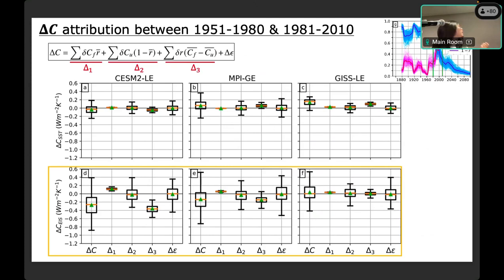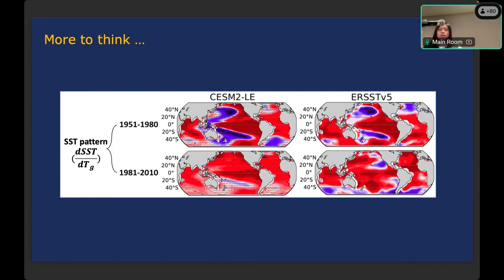I will skip the conclusion, but I want to leave you with this, which is what I want to discuss with you all. I provided some explanation regarding how we can think of the time evolution of the SST pattern in the CESM2 large ensemble, but how do we compare that with observations? I think that's still an open question. I think I'll stop here.